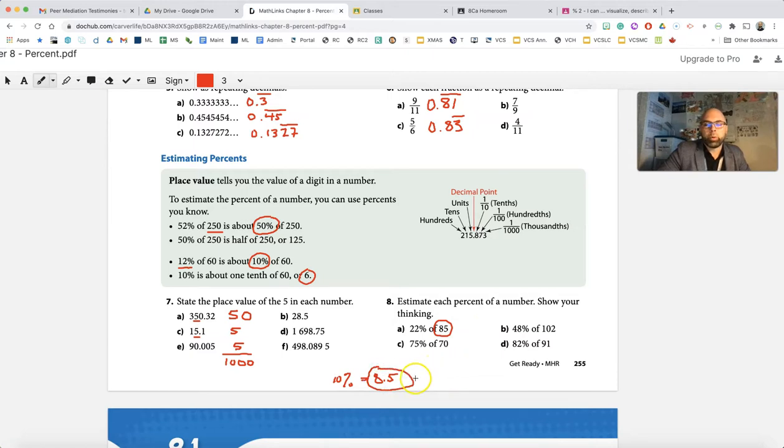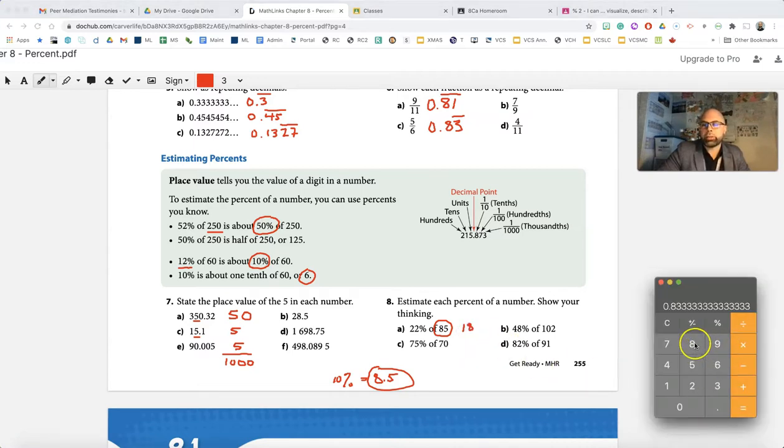And maybe a little bit more. So let's say 18. Now, I can't help but want to check my estimate. I know many of you are the same. So here's how we check it. 85 times 0.22 is 18.7. I was so close. What a great estimate.